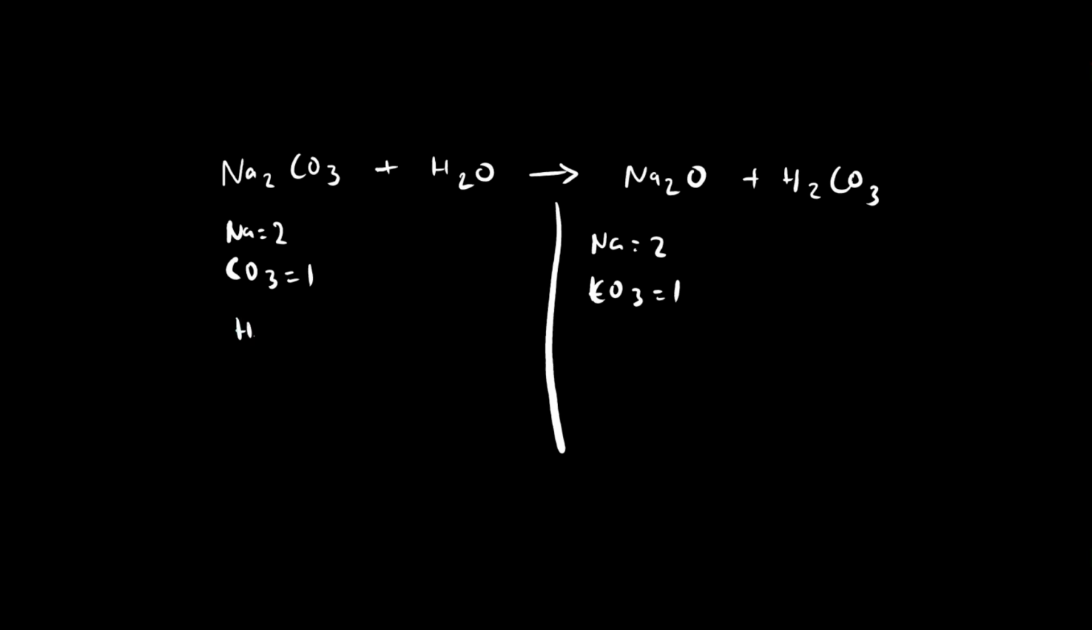On the left we have 2 hydrogen. On the right we have 2 hydrogen. On the left, we have 1 oxygen, and on the right, we have 1 oxygen. So this equation is already balanced. There's nothing for us to do. Moving on to the next problem.